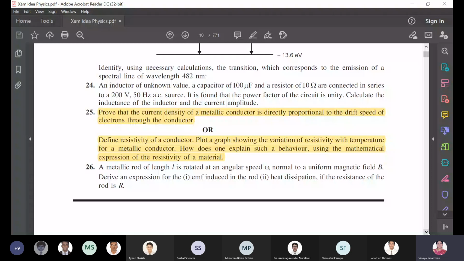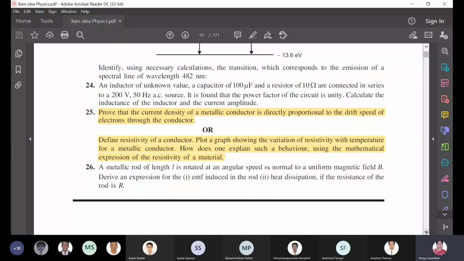Then you have to explain using the mathematical expression, rho is equal to m by n e squared tau. For a metallic conductor, as temperature increases, tau will decrease, so resistivity will increase. We have done this long back, the graph and the reason based on it. For semiconductors, you need to know the graph and the reason behind it. When you're talking about semiconductors, as temperature increases, the valence bonds are weak and will break, so the number of free electrons will increase, which means the number density will increase. When the number density increases, resistivity will decrease, inversely proportional.